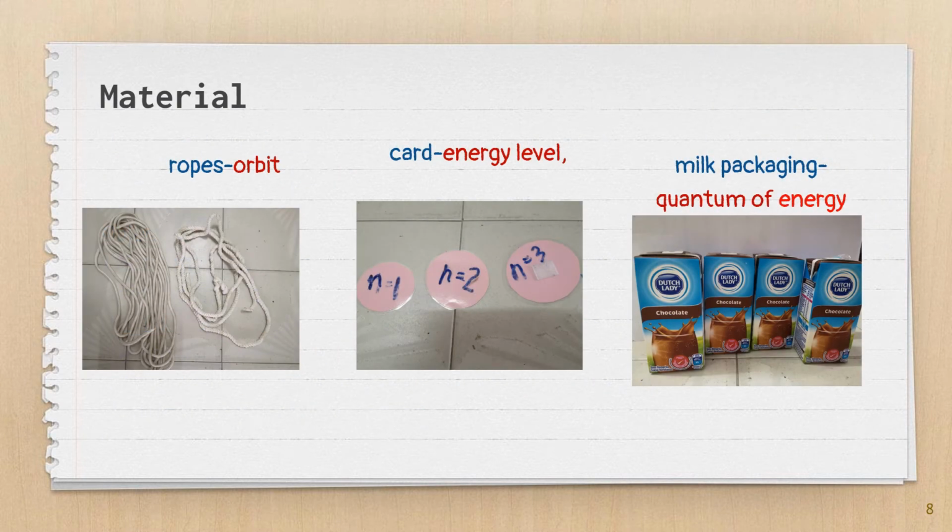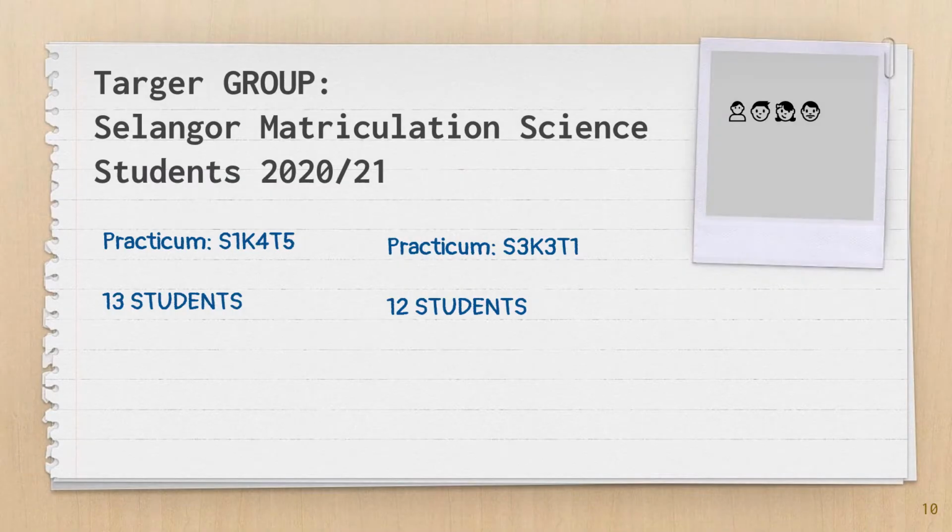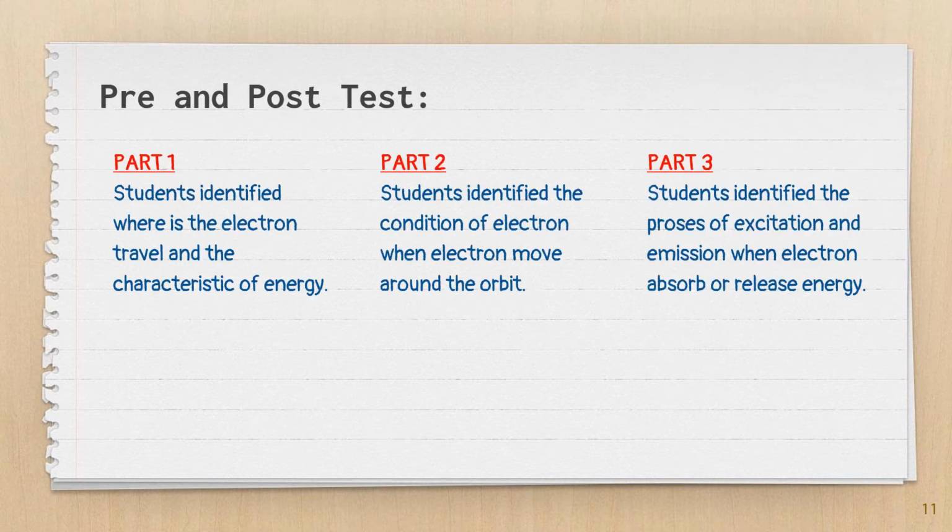The materials we use are simple and related to our daily life, where the ropes represent the orbits, the cards represent the energy levels, and the milk packaging represents the quantum of energy. The process of innovation starts from the pre-test, followed by the role-play learning, and ending with the post-test. The pre-test and post-test are divided into three parts according to the objectives.